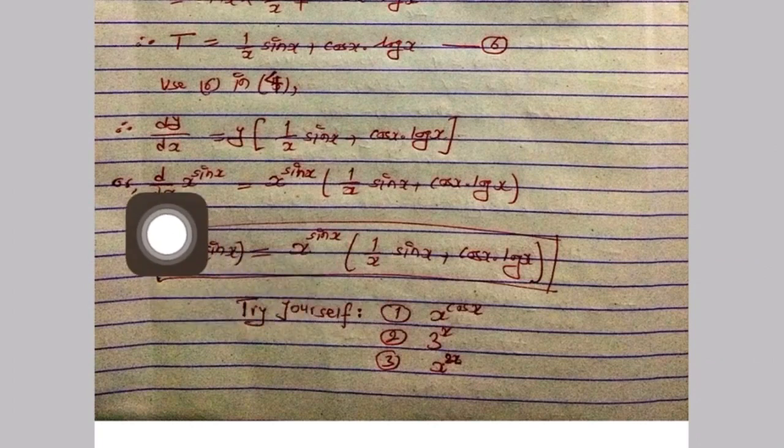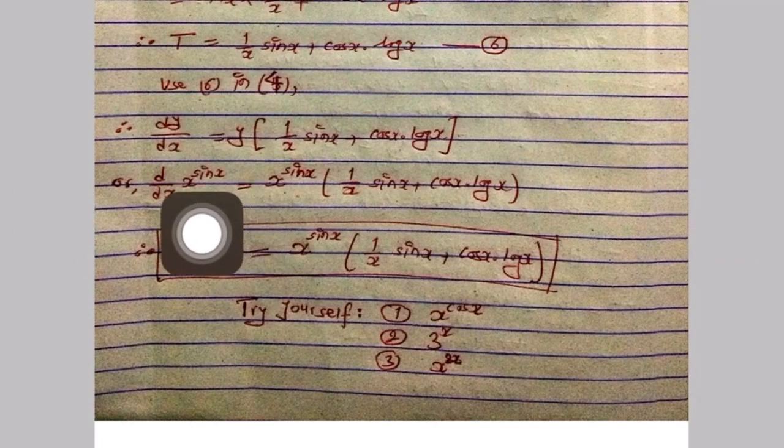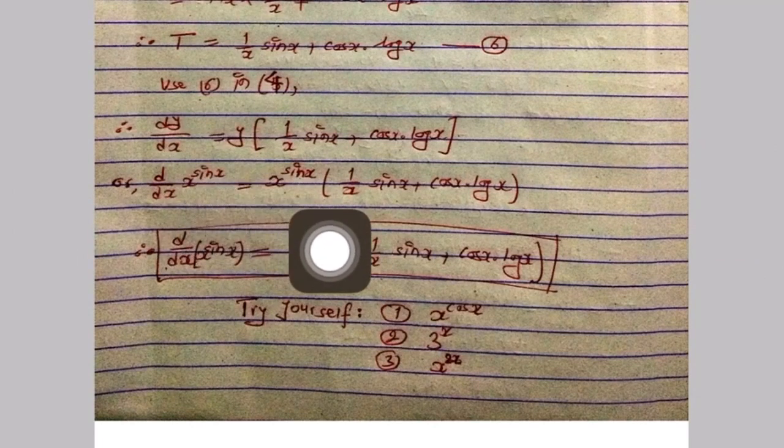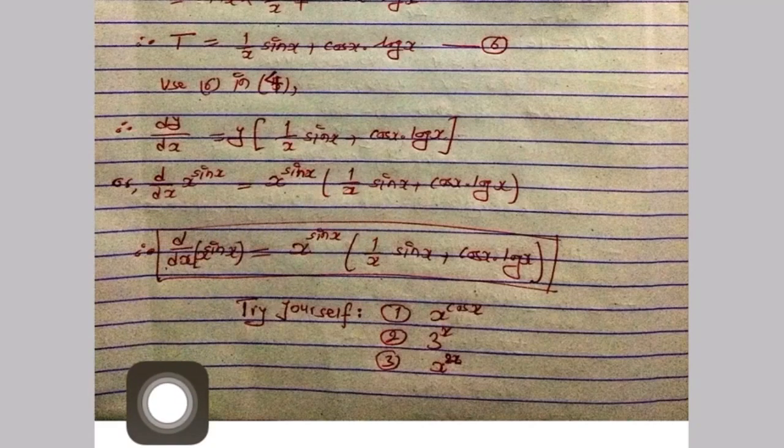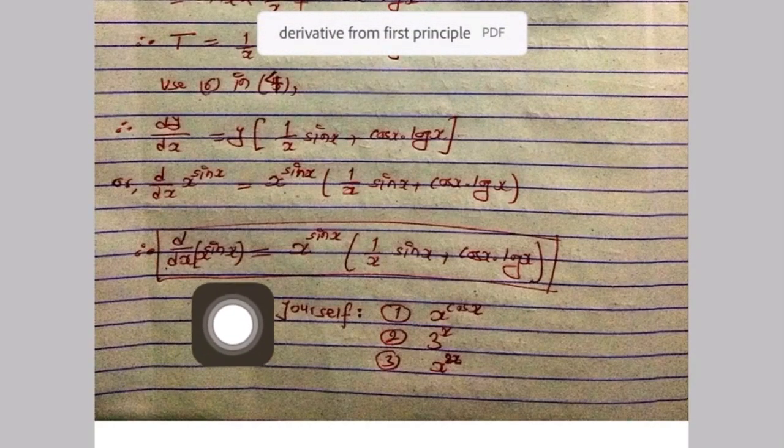And let's rewrite the value of y here, x to the power sin x. So the derivative of x to the power sin x with respect to x is equal to x to the power sin x times sin x divided by x plus cos x log x. This is the derivative of the function x to the power sin x with respect to x.